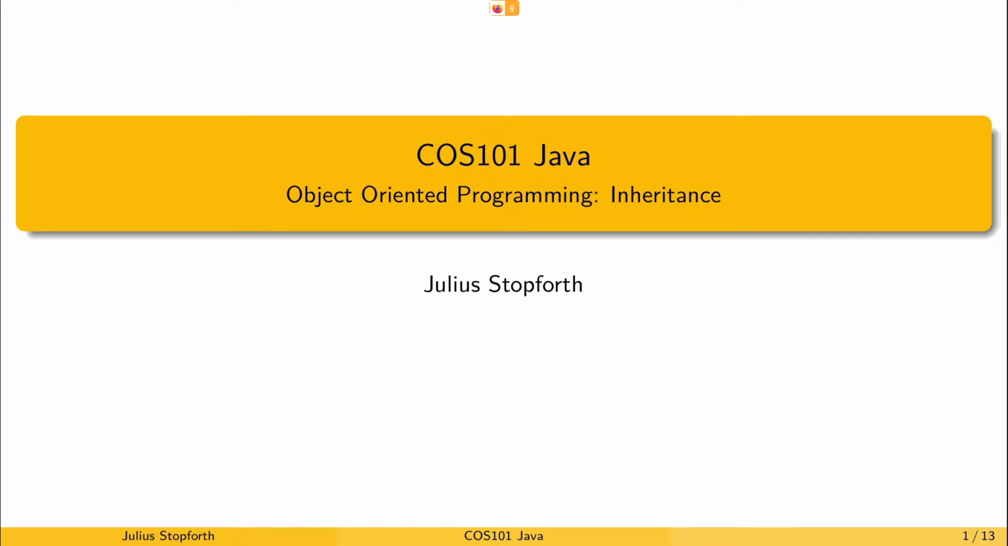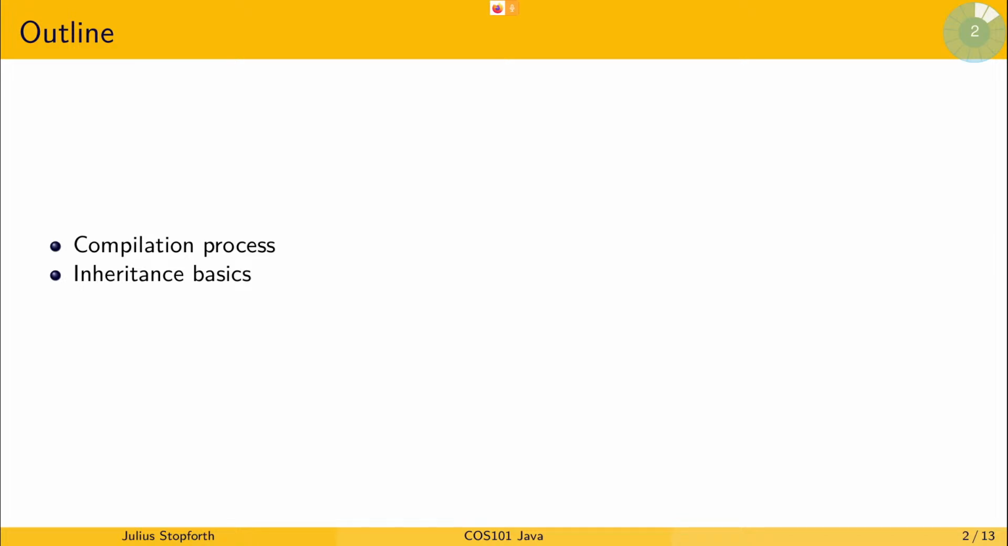All right, so if everyone's on board, we're going to head on through with inheritance. Like I said, today we're going to look at the compilation process a little bit. I touched on this last week when we talked about what the main method means. And then we're going to look at the basics of inheritance. Inheritance is where object-oriented programming really gets quite powerful.